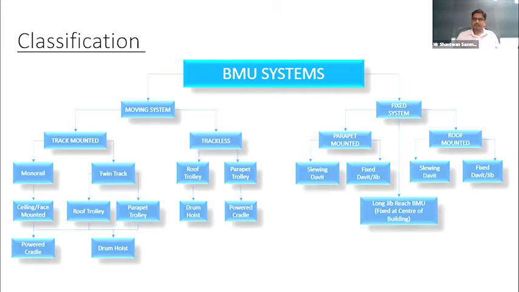Now coming to the classification of the BMU systems. Largely the BMU system is categorized into 2 parts, the fixed system and the moving system. When I refer to the term fixed system, this is the conventional system like the jib system, rivet system, roof mounted or the parapet mounted. The moving systems are all motorized, which we'll cover in the subsequent slides.